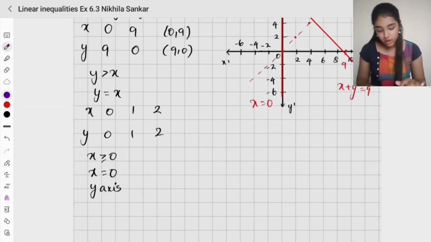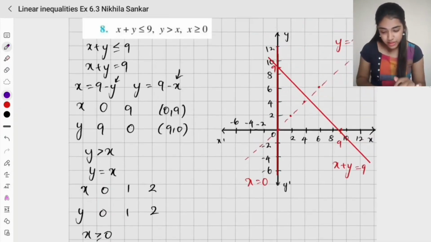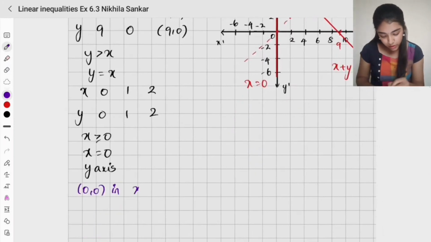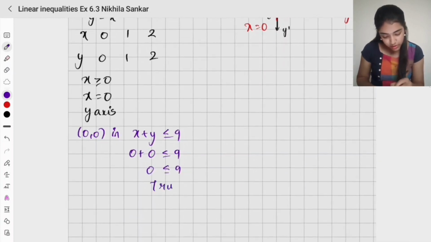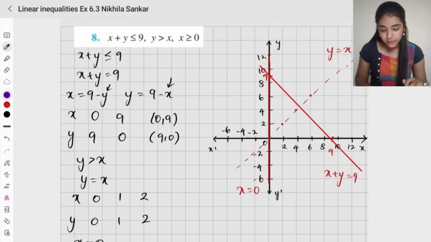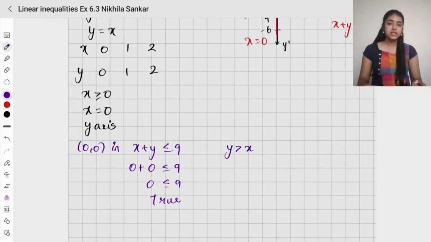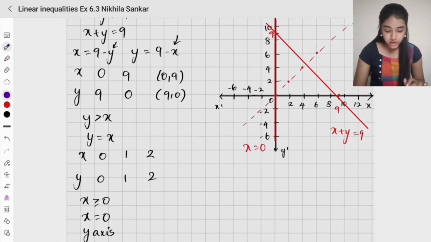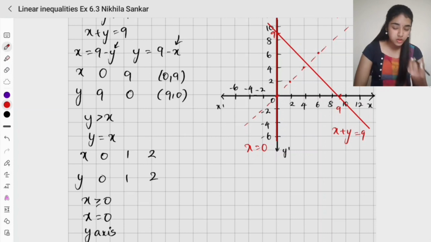So இப்போ இது எல்லாமே 0, 0 included ஆன்னு check பண்ணோம். So 0, 0 in what is my first inequation? X plus y less than or equal to 9. So x plus y less than or equal to 9. 0 plus 0 less than or equal to 9. 0 less than or equal to 9. Is it true? Correct. So this is true. அடுத்த equation என்ன? Y greater than x. இதுக்கு நம்மளால 0, 0 substitute பண்ண முடியாது because you see in the graph that 0, 0 itself is a point.